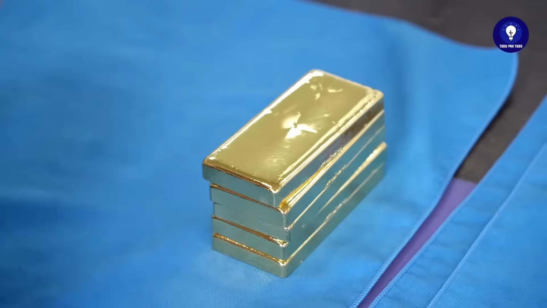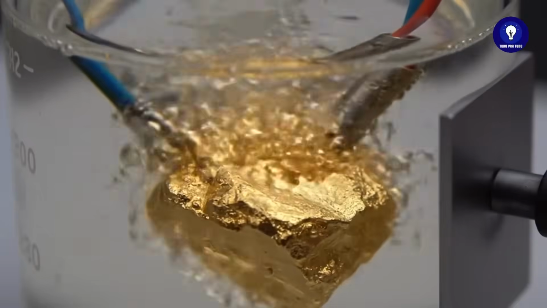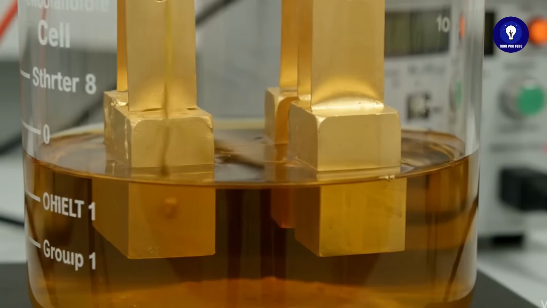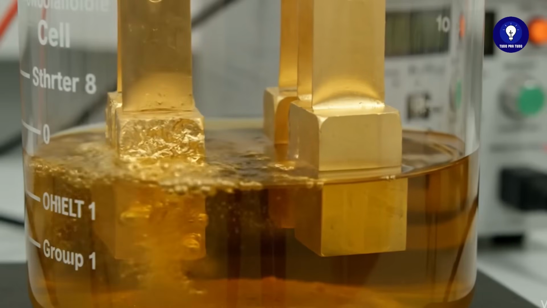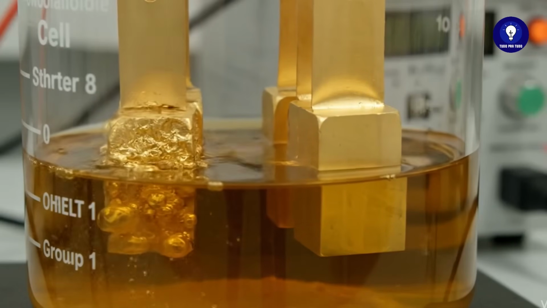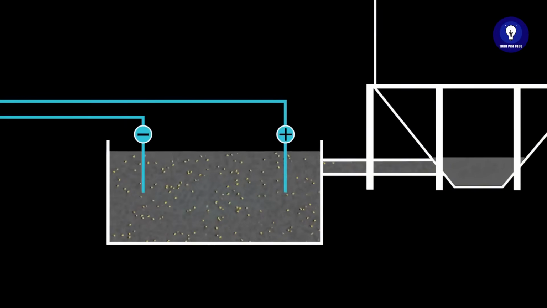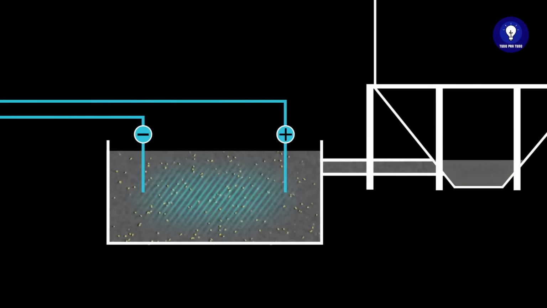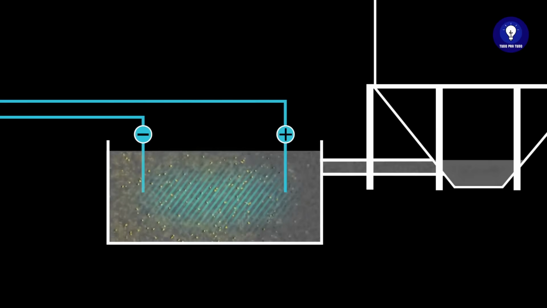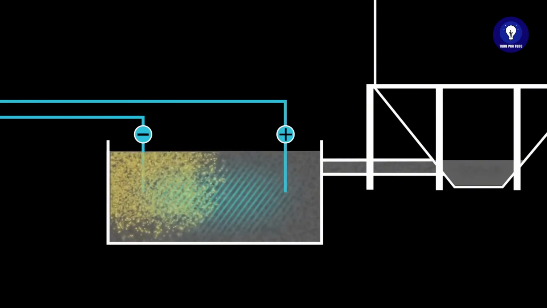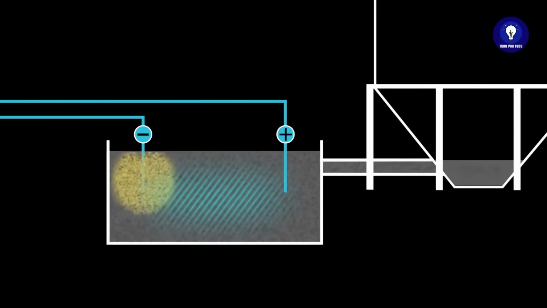There are two main refining methods: electrolytic refining and Miller refining. Electrolytic refining, also known as the Wohlwill process, is an electrochemical method. Impure gold in the form of an anode is submerged in a gold chloride solution. A pure gold cathode is placed in the same solution. When an electric current is applied, the impure gold from the anode dissolves into the solution and then deposits onto the cathode as high-purity gold.